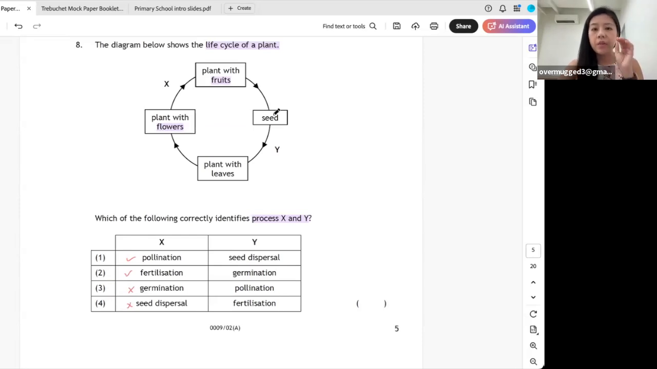Moving on, for the seed to have plants with leaves, all right? It's the part where the seed has grown. So we are referring to the germination here, okay? Part Y, where the seed has already grown to have plants with leaves, this should refer to the process of germination. And therefore, your answer should be option 2.